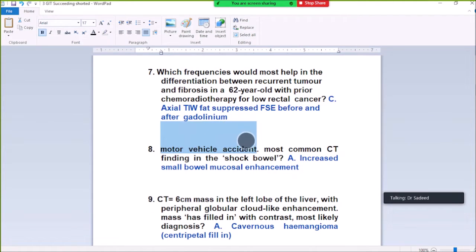Question number 8. Motor vehicle accident. Most common CT finding in shock bowel is increased small bowel mucosal enhancement.